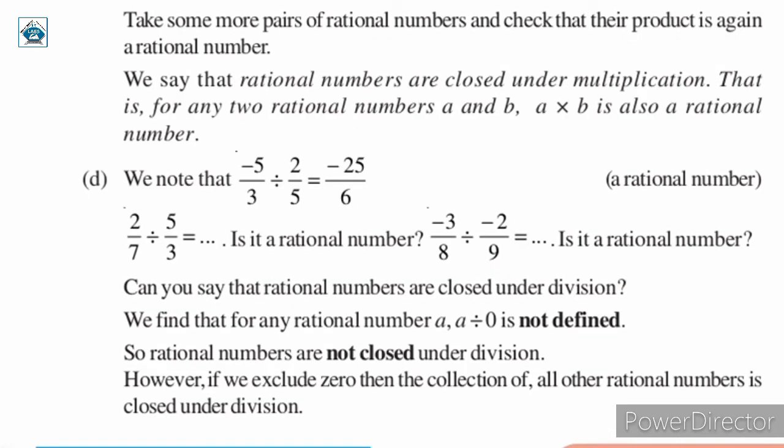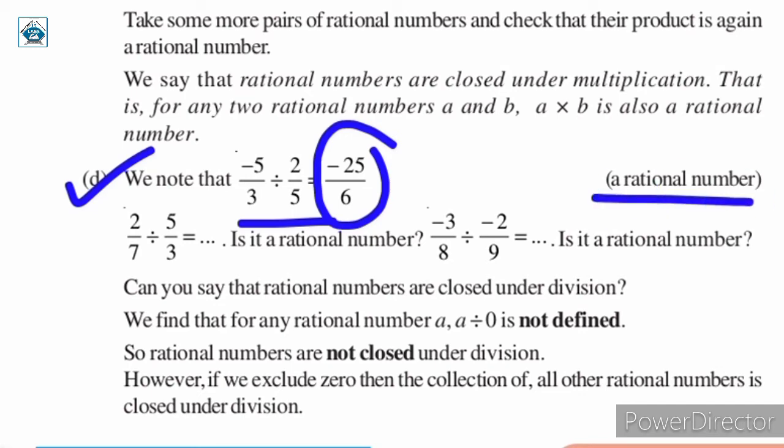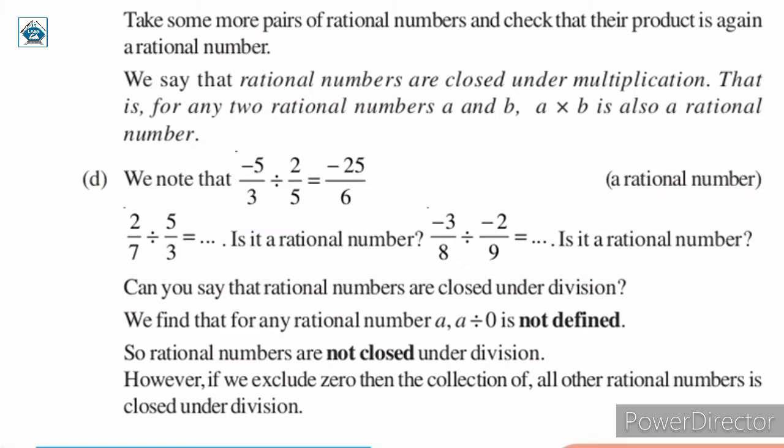Let us now consider the next operation of division. Consider two rational numbers, minus 5 by 3 and 2 by 5. When you divide them, the answer is minus 25 by 6, which is in the p by q form. So it is a rational number. In a similar manner, you can try dividing these rational numbers with each other, and always the answer will be a rational number. So you need to try dividing them on your own.